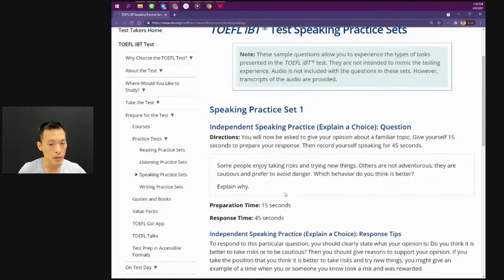Right? They said, some people enjoy taking risks and trying new things. Others are not adventurous. They are cautious and prefer to avoid danger. Which behavior do you think is better? Explain why. Okay? We will come back and I will try to do this question in a little bit after we have talked about how you would be graded in TOEFL, right?